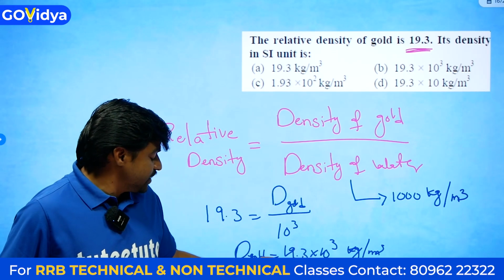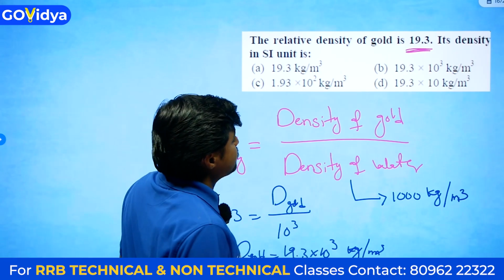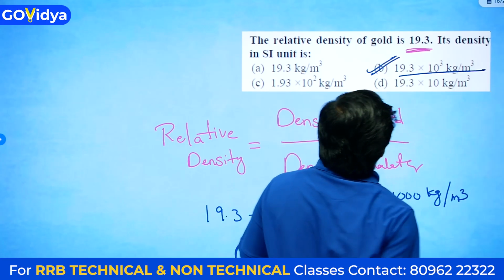19.3 into 10 power 3 kg per meter cube. From the options, option B is the correct answer.